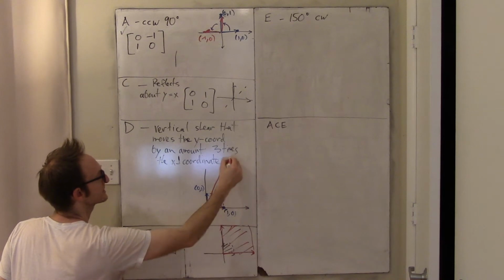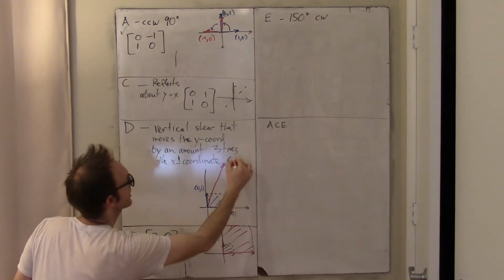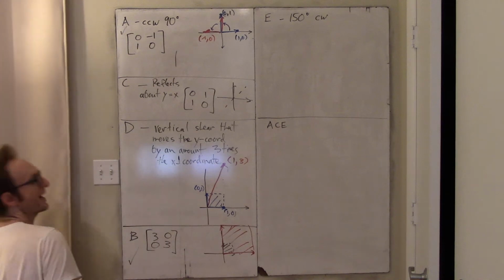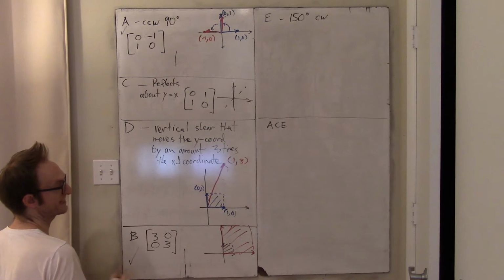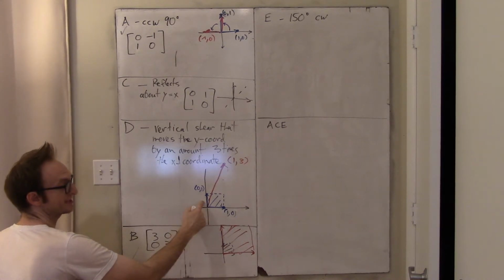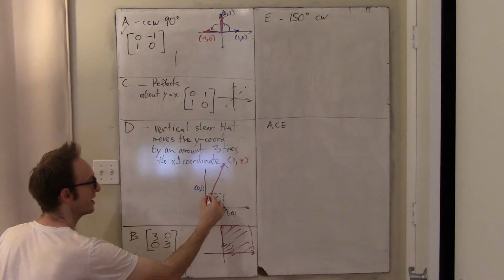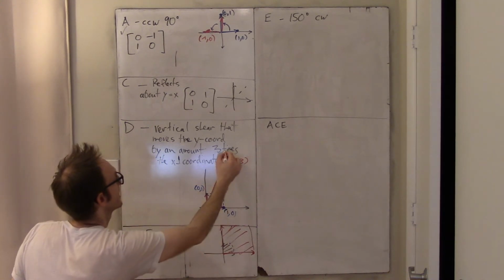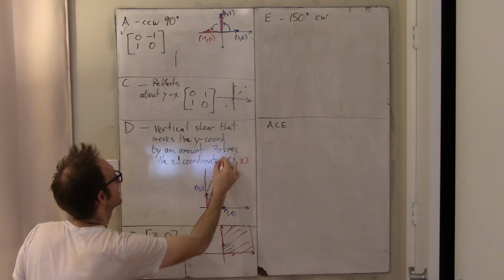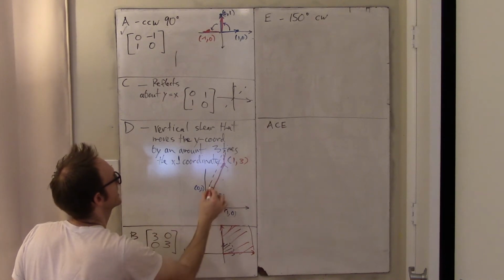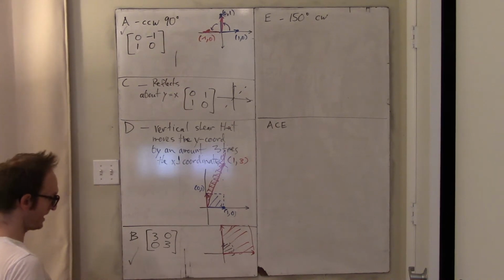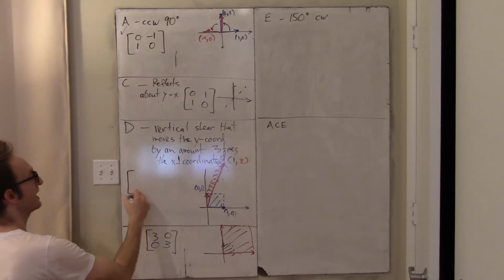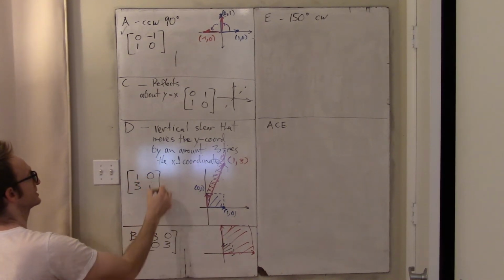And this point now is, instead of (1, 0), (1, 3). Because the y-coordinate got increased by an amount 3 times the x-coordinate. But here, since the x-coordinate is 0, this doesn't get changed at all, so (0, 1) goes to (0, 1). And if you want to draw in the parallelogram, there it is, and indeed this is a vertical shear. Okay, so the matrix that will do this sends (1, 0) to (1, 3), and just sends (0, 1) to (0, 1).